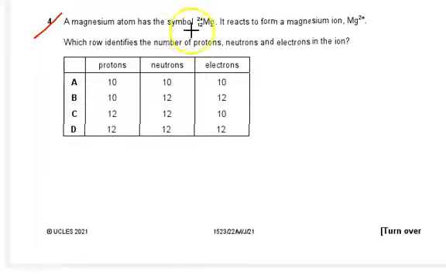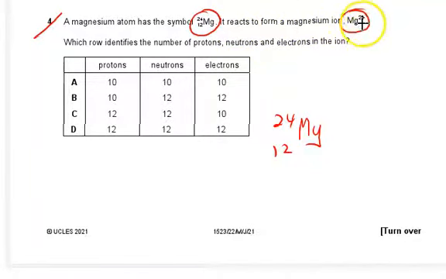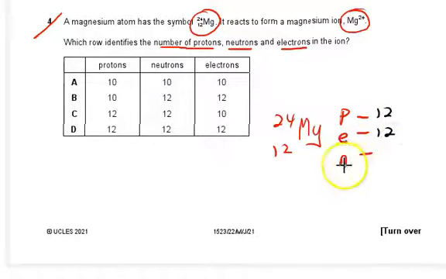Okay, a magnesium atom has the symbol 24Mg, with atomic number 12. It reacts to form a magnesium ion, Mg 2+. Which will identify the number of protons, neutrons and electrons in the ion? Let me list down the proton, electron and neutron numbers. For the magnesium atom, you have 12 protons, 12 electrons, and the neutron number is also 12.